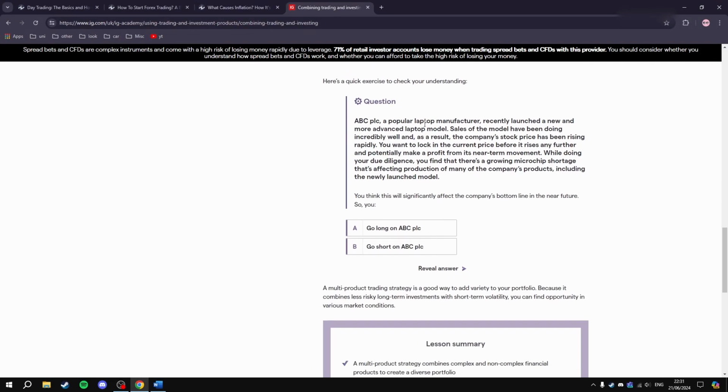Here's a quick exercise to check your understanding. ABC plc, a popular laptop manufacturer, recently launched a new and more advanced laptop model. Sales of the model have been doing incredibly well, and as a result, the company's stock price has been rising rapidly. You want to lock in the current price before it rises any further and potentially make a profit from its near-term movements. While doing your due diligence, you find out there's a growing microchip shortage that's affecting production of many of the company's products, including the newly launched model. You think this will significantly affect the company's bottom line in the near future, so do you go long or go short?